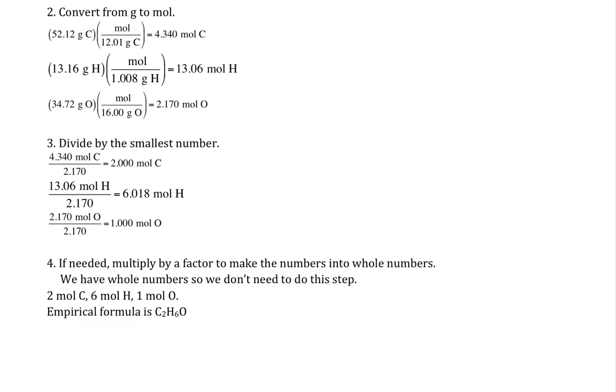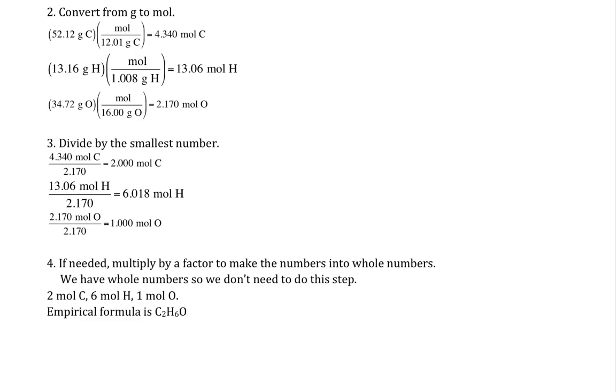There is a step 4, which we do if needed. So step 4, if needed, multiply by a factor to make the numbers into whole numbers. Well, we have whole numbers, so we don't have to do this step. So we have 2 moles of C to 6 moles of H to 1 mole of O.